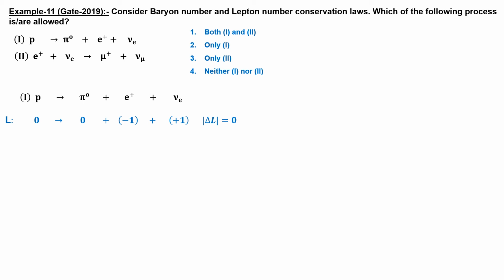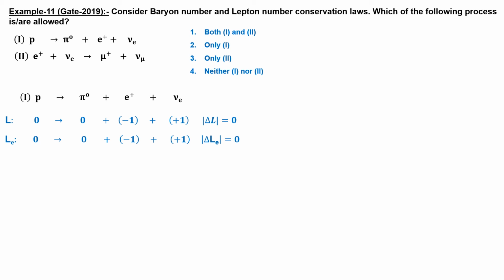But this is not enough. We need to verify the lepton number for the individual family as well. In this reaction, only members of the electron family are participating, so we need to verify the electron number. The electron number for proton and pion will be 0, while the positron's electron number is -1 and the neutrino's electron number is +1. Since electron number is also conserved in this reaction, this reaction is allowed according to lepton number conservation.